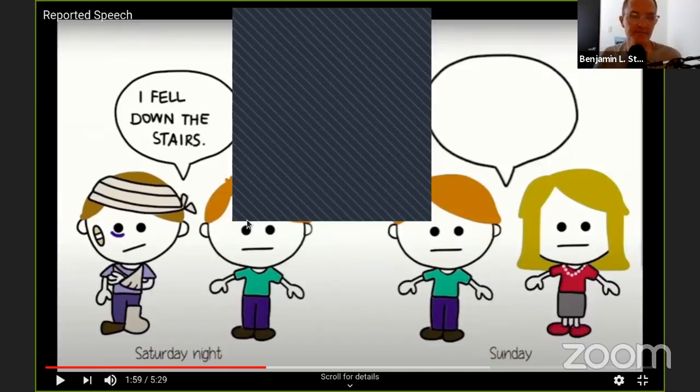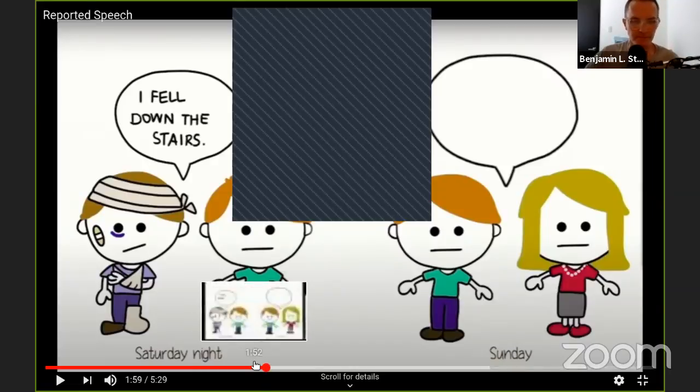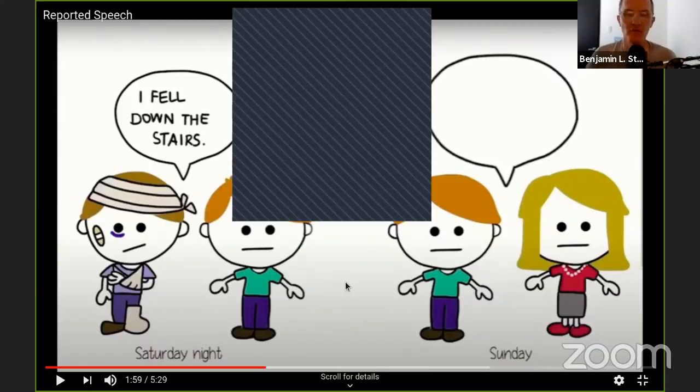So what do you think? How would you include the reported speech for this example? "I fell down the stairs." Feel free to upload a response in the chat, or of course you can unmute your microphone and state how you would report the speech, or how this person in this example would report this speech.